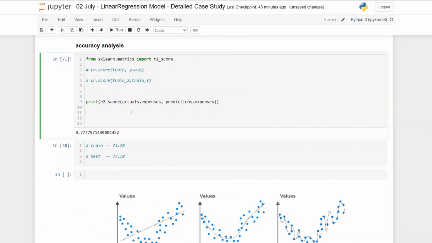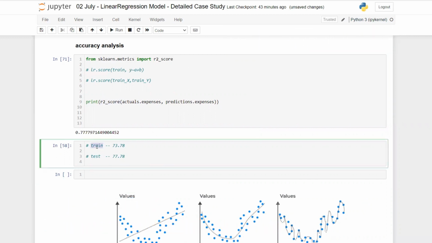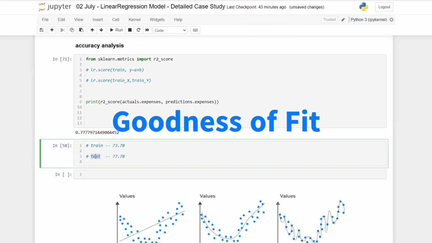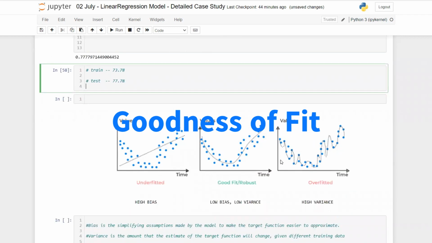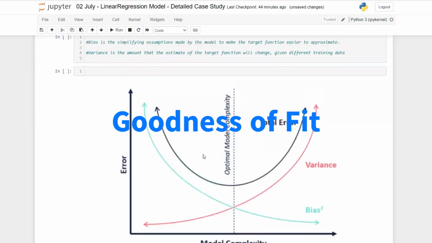But now the next step is to compare our training accuracy with the test accuracy and take certain decisions about the goodness of fit, how good this model is. So training accuracy 73%, test accuracy 77%. How to take decisions based on this is what we will be looking at in the next charts, how to read these charts.